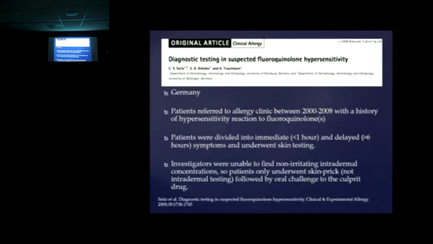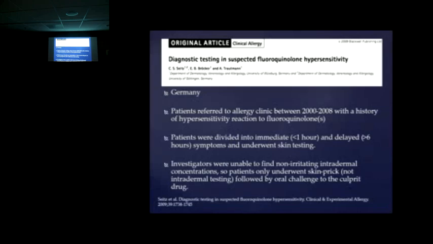This first study was entitled "Diagnostic Testing in Suspected Fluoroquinolone Hypersensitivity." This one was from Germany, and they took patients who were referred with a history of hypersensitivity reaction to fluoroquinolones. They divided the patients into immediate and delayed symptoms. It's interesting, they said the immediate was less than 1 hour and delayed greater than 6 hours. I don't know what happened to the patients who had somewhere between 1 and 6 hours. I don't know if there just weren't any patients in that group or they excluded them. That wasn't clear.